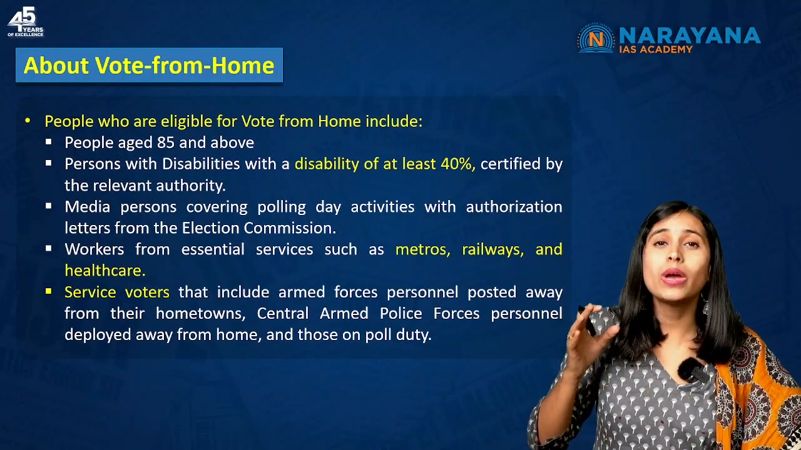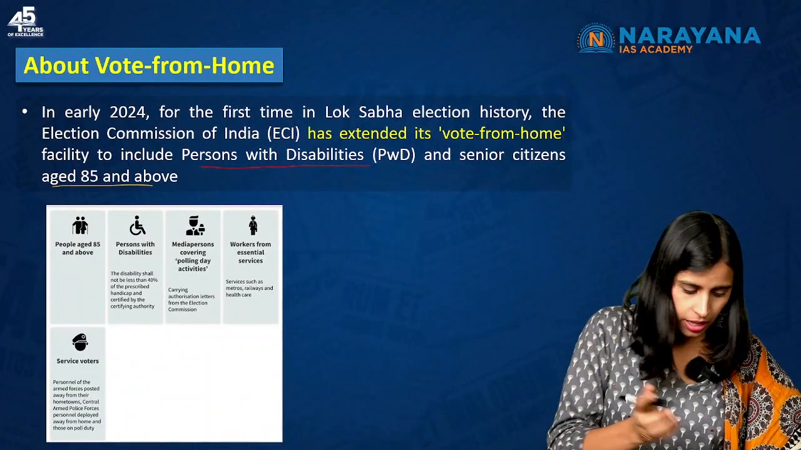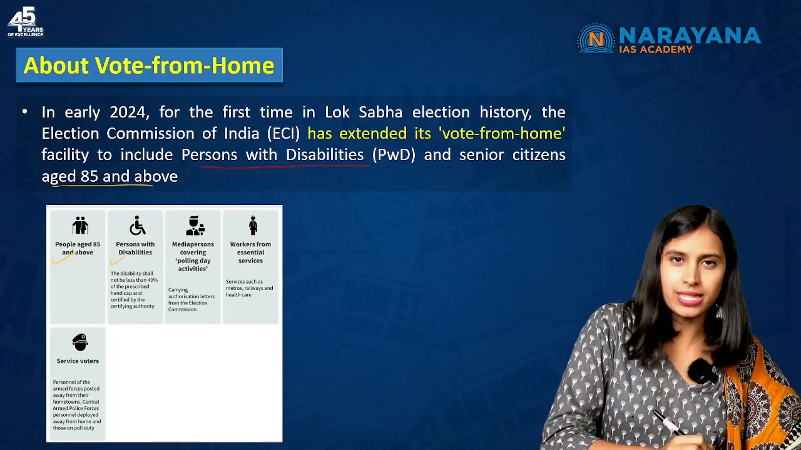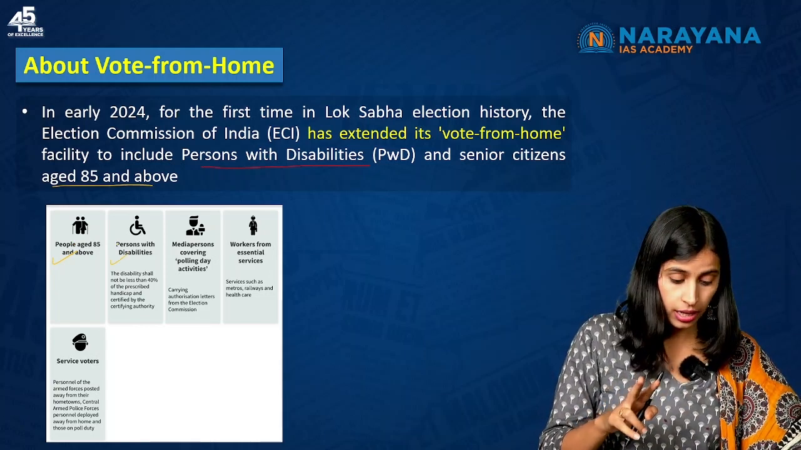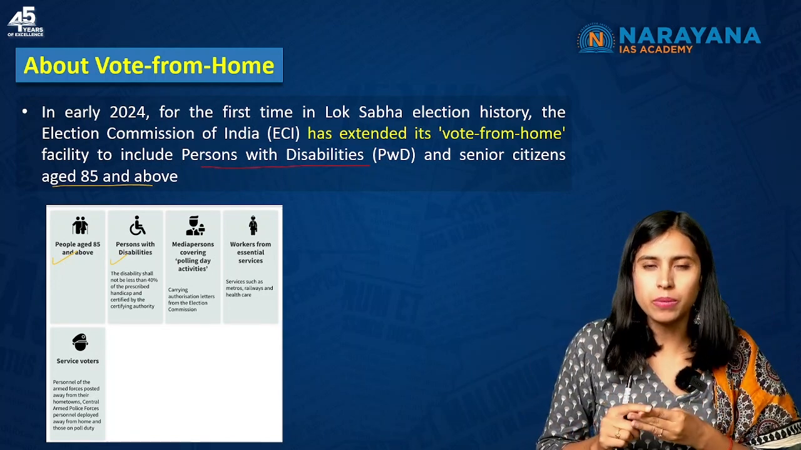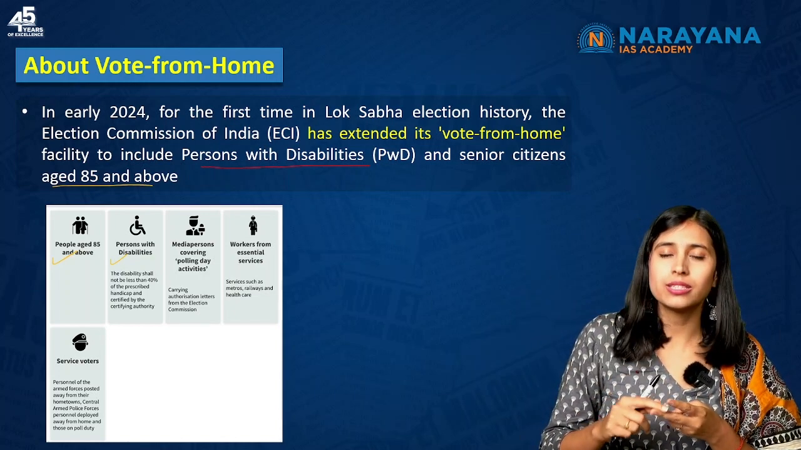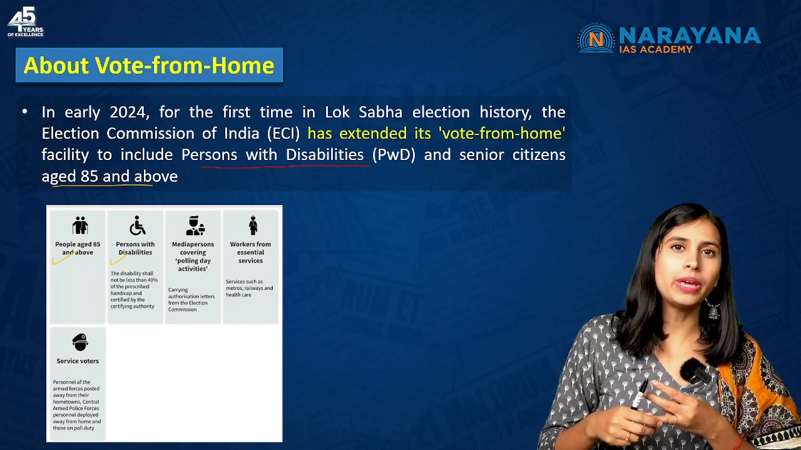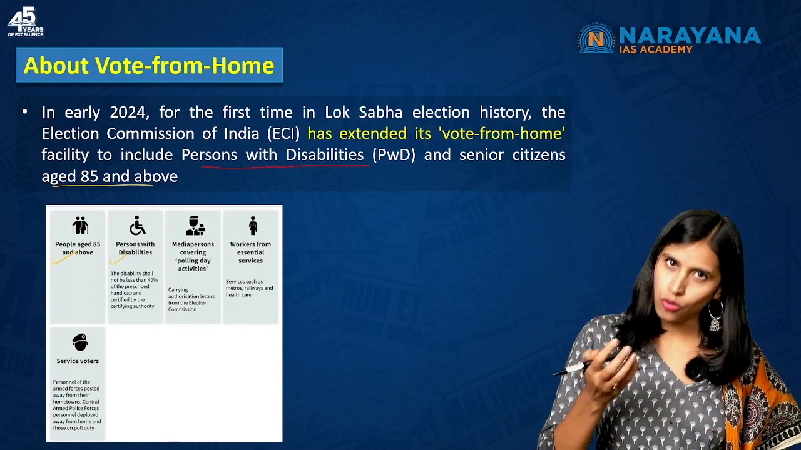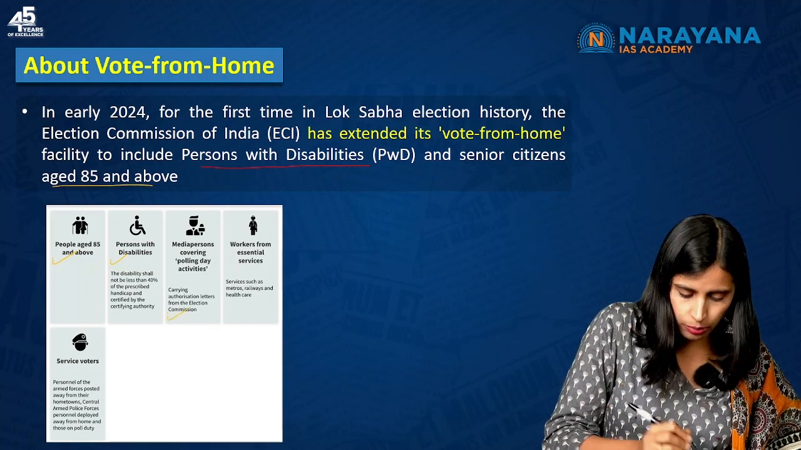Next question is, who can exercise vote from home? Two categories were added recently. That is, the persons who are aged 85 and above, and the second is persons with disabilities. These categories were added recently. Now, the third category that existed even before is if a media person is going for the coverage of the election and knows that he or she will not be able to vote on that day, he or she can also go for vote from home, but then he or she has to get an authorization letter from the Election Commission of India.